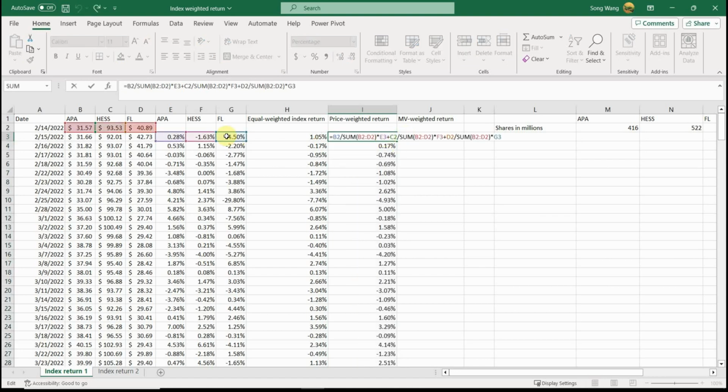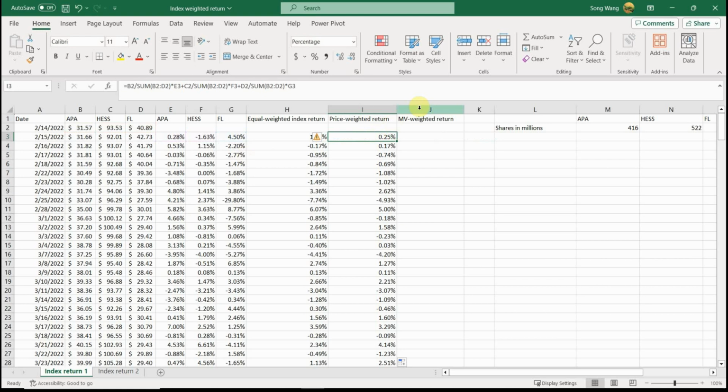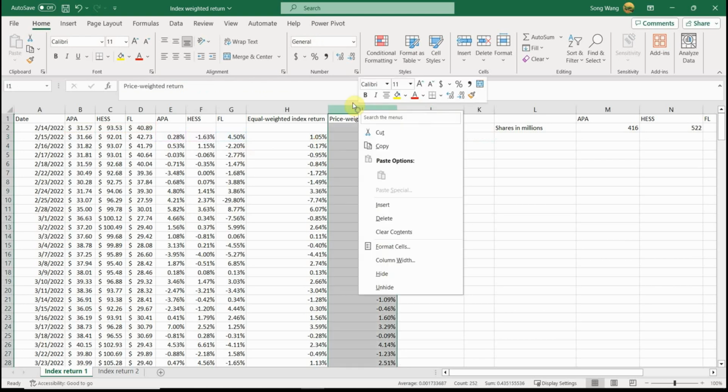You may find that if you keep doing that, it's okay if you have only 2 or 3 stocks, but if you have 3,000 stocks, how could you do that? You can't just click 3,000 stocks multiple times, right? So there is an easier way to do it.